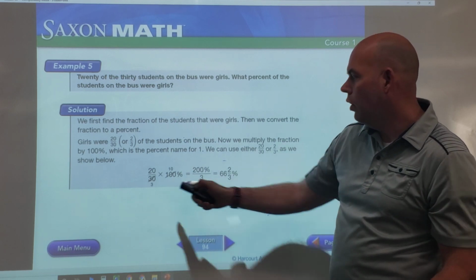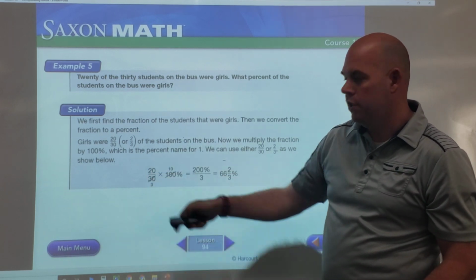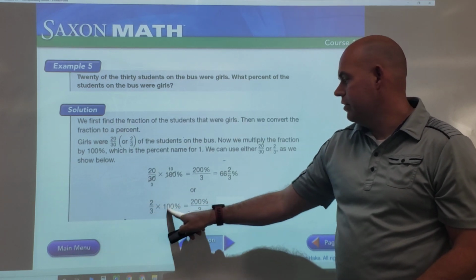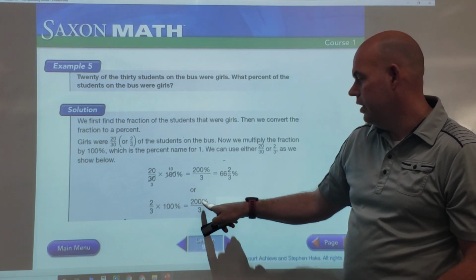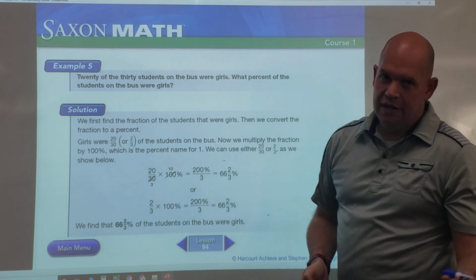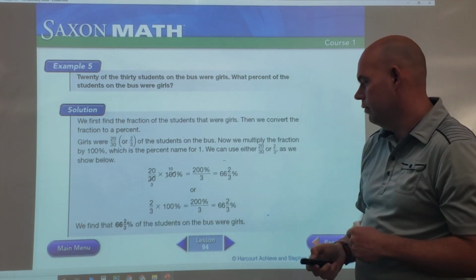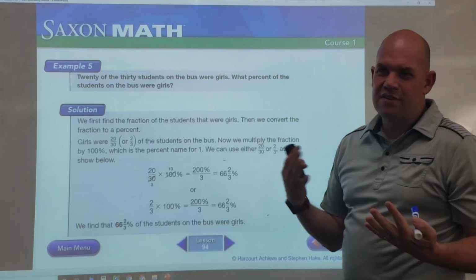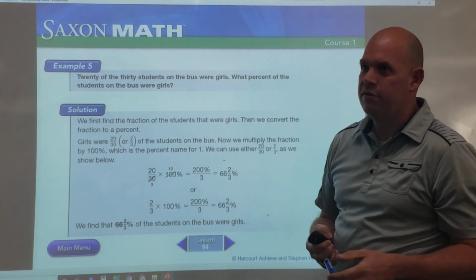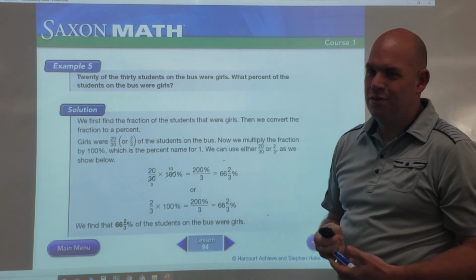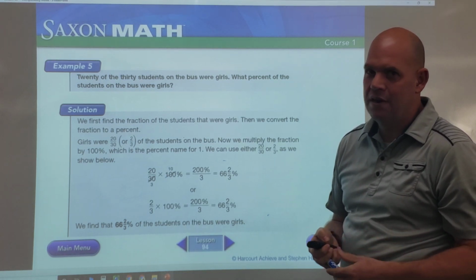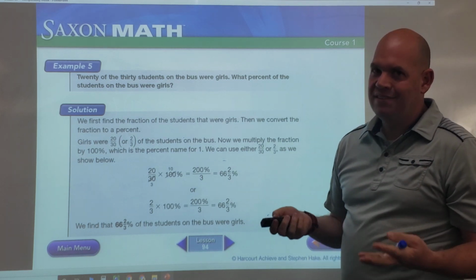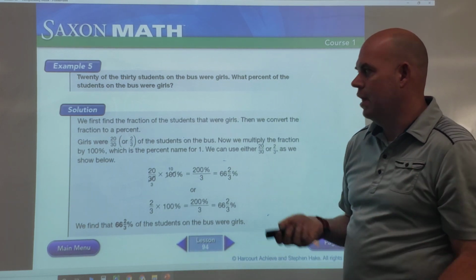So that works. Or you don't even need to do 20 over 30. You can simplify that in the first place and just do 2/3. So 2/3 times 100, that's a little easier, equals 200 over 3. Gives you 66 and 2/3% of the bus were girls. And we know that if 20 out of 30, you can just think, oh yeah, that reduces to 2/3. Mental math says 2/3 is 66 and 2/3%, or 66.6 repeating. But as the problems get harder, you want to know the steps.